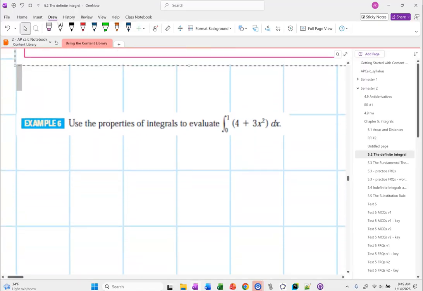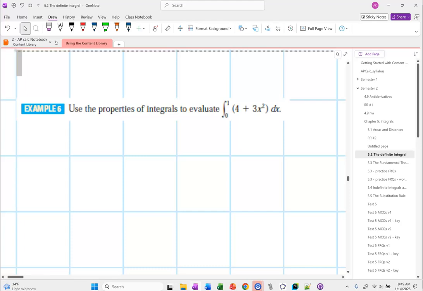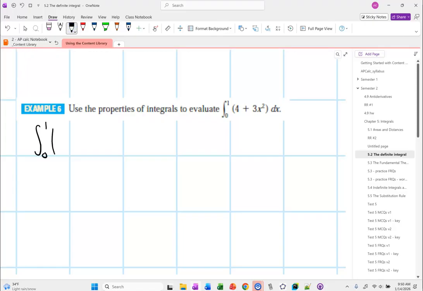All right. It says to use our properties of integrals to evaluate this. Everybody's okay? Let's do that. Okay, first property I might employ. Distribute across the sum. Yep, distribute across the addition.